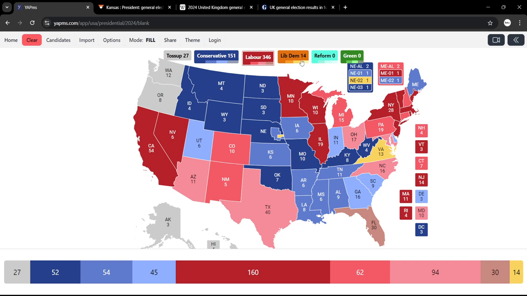Maybe Lib Dems would do a little bit better. Certainly Lib Dems in this northern part of the country, with their stance on Israel and just the foreign policy in general, I think they could do a little bit better, perhaps, than expected. So maybe you could give them a New Hampshire or a Vermont. Maybe not a Vermont, but New Hampshire definitely would be in play.